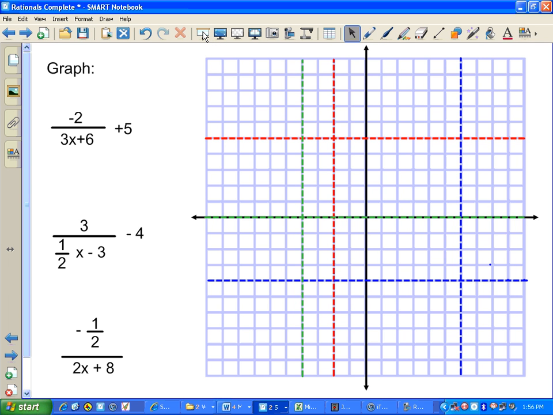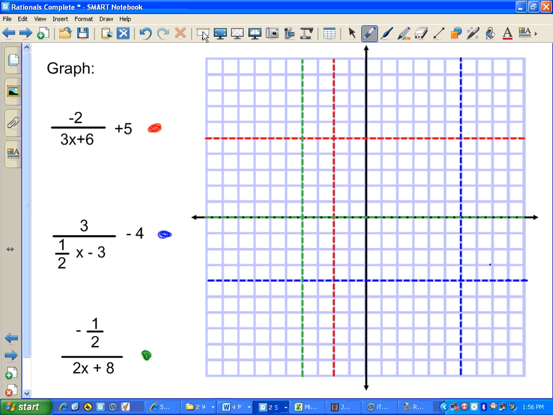So we got these three. I've already put in their asymptotes. This is the red. This is blue. And this is green. Now let's go through graphing these real quick. I'll kind of introduce this table way of looking at it.